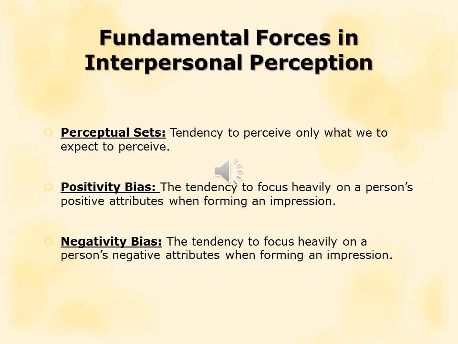So positivity bias and negativity bias are interesting concepts. Positivity bias is the tendency to focus heavily on a person's positive attributes when forming an impression, and negativity bias is the tendency to focus on the person's negative attributes. An example I thought of is I have a friend who has dated a lot, and when she is excited about trying to find someone new, when she starts dating the person, she will tend to focus more heavily on the fellow's positive attributes and becomes very excited.